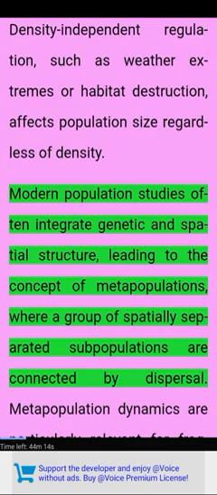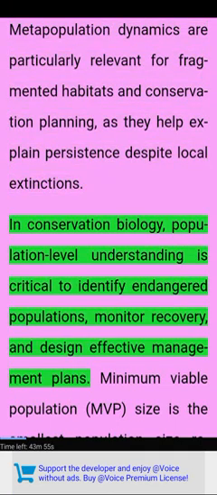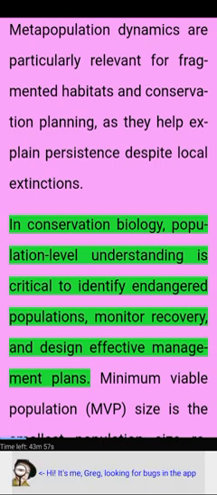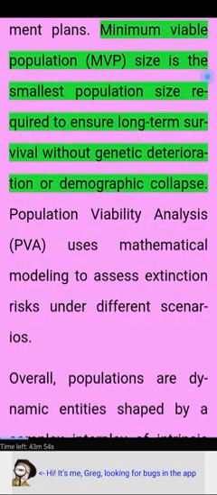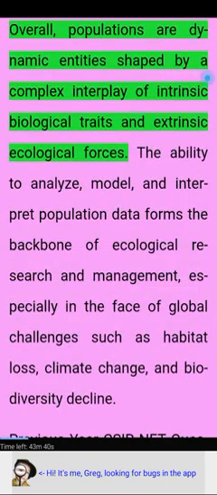Modern population studies often integrate genetic and spatial structure, leading to the concept of metapopulations, where a group of spatially separated subpopulations are connected by dispersal. Metapopulation dynamics are particularly relevant for fragmented habitats and conservation planning, as they help explain persistence despite local extinctions. In conservation biology, population-level understanding is critical to identify endangered populations, monitor recovery, and design effective management plans. Minimum viable population (MVP) size is the smallest population size required to ensure long-term survival without genetic deterioration or demographic collapse. Population viability analysis (PVA) uses mathematical modeling to assess extinction risks under different scenarios.